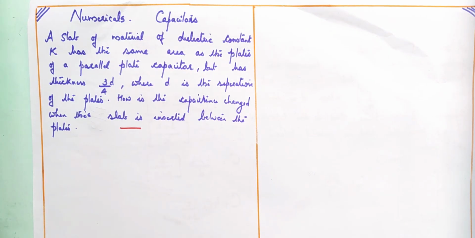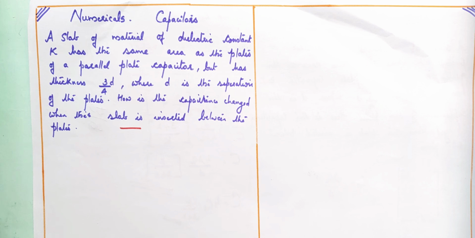Now we can do some numericals relating to the topic capacitors. The question is, a slab of material of dielectric constant K has the same area as the plates of a parallel capacitor but has thickness 3 by 4 D, where D is the separation of the plates. How does the capacitance change when this slab is inserted between the plates?